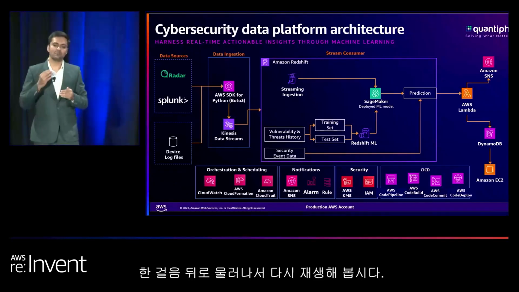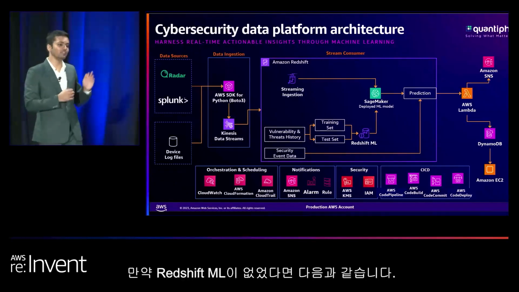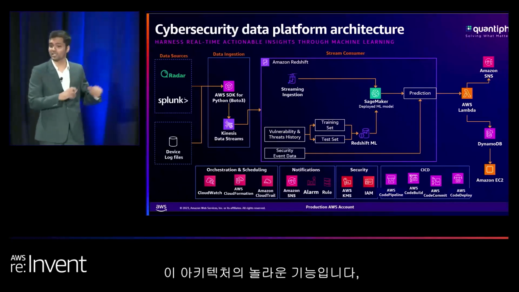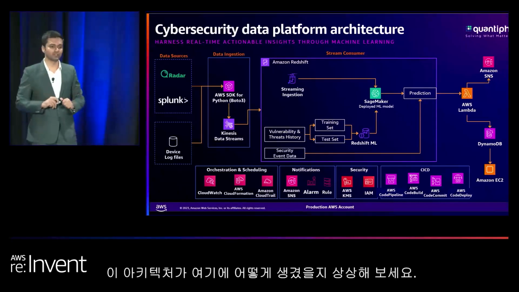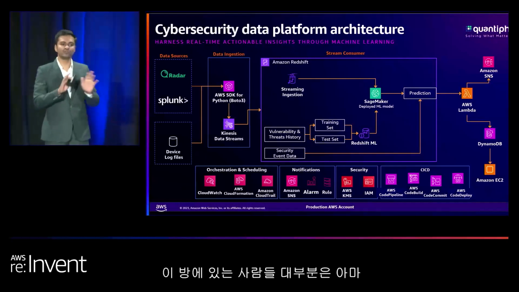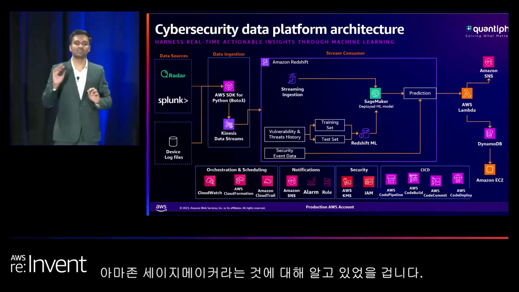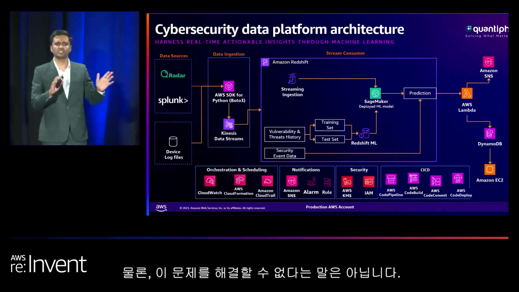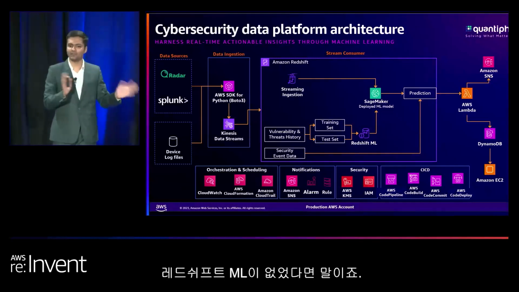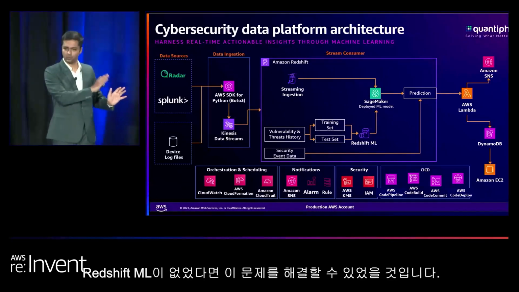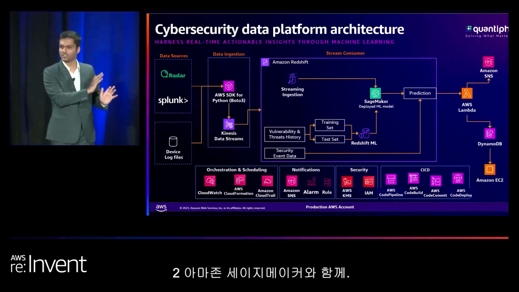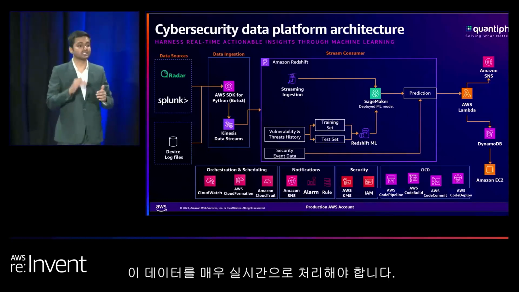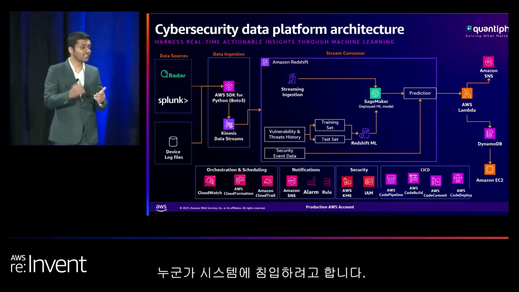Let's take one step backward and replay: if we did not have Redshift ML, which is a wow feature of this architecture, how would this architecture have looked? I'm pretty sure most of the people in this room are aware of Amazon SageMaker, and we can see it in the architecture, right? I'm not saying you can't solve this without Redshift ML. You could have solved it with Amazon SageMaker. But think of the use case: we need to process this data in real time. Someone is trying to get into your system.